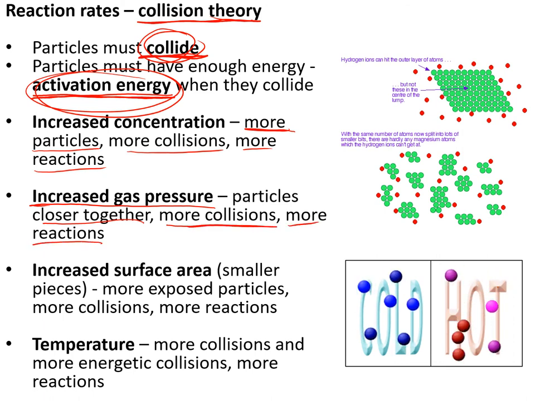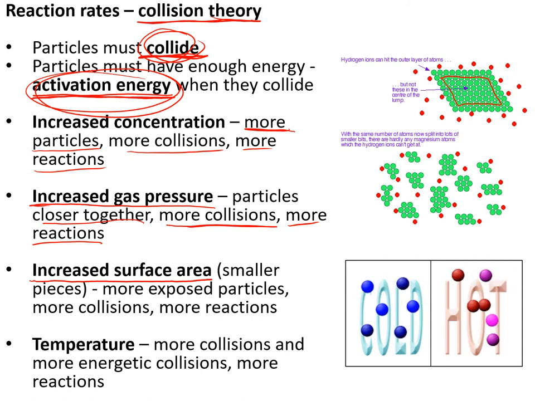And note the similarity with the last one: more collisions leading to more reactions. If we increase the surface area, just so you're clear, this is showing how we increase the surface area. So if we look at this first one, with one great big lump, all these particles on the inside of that big lump of green, the red acid particles simply can't get to them because they're stuck inside, protected by the green particles outside.